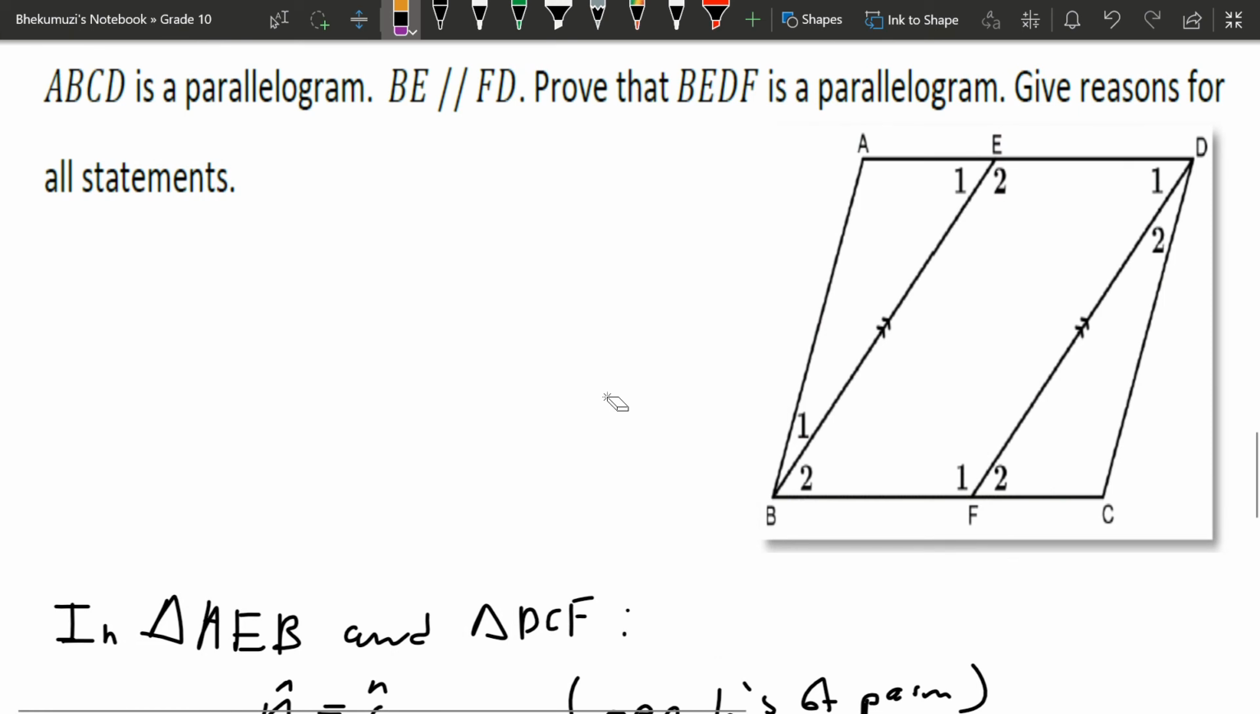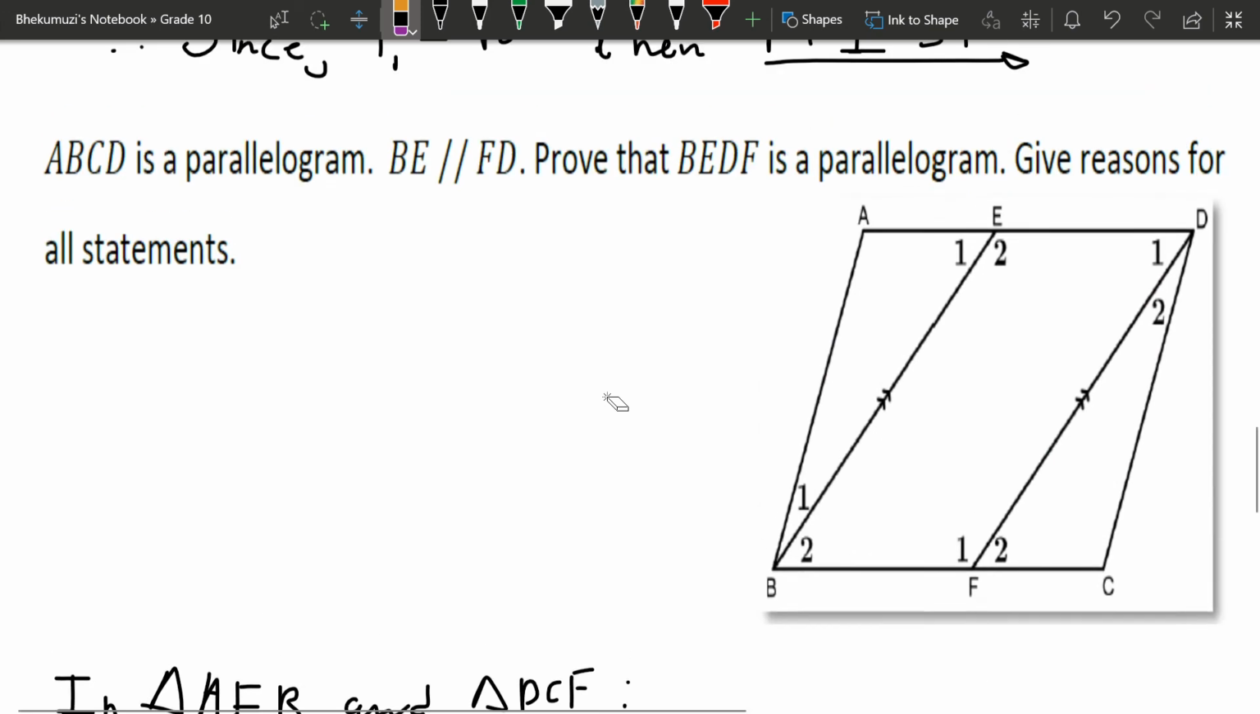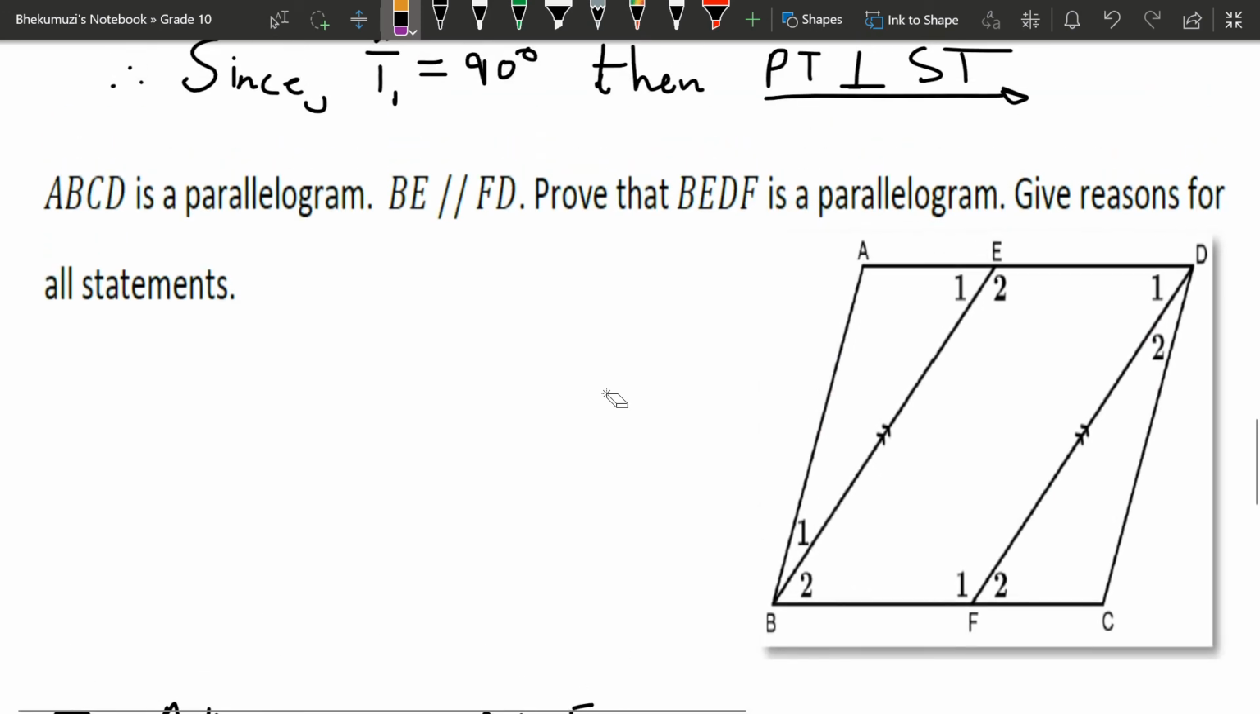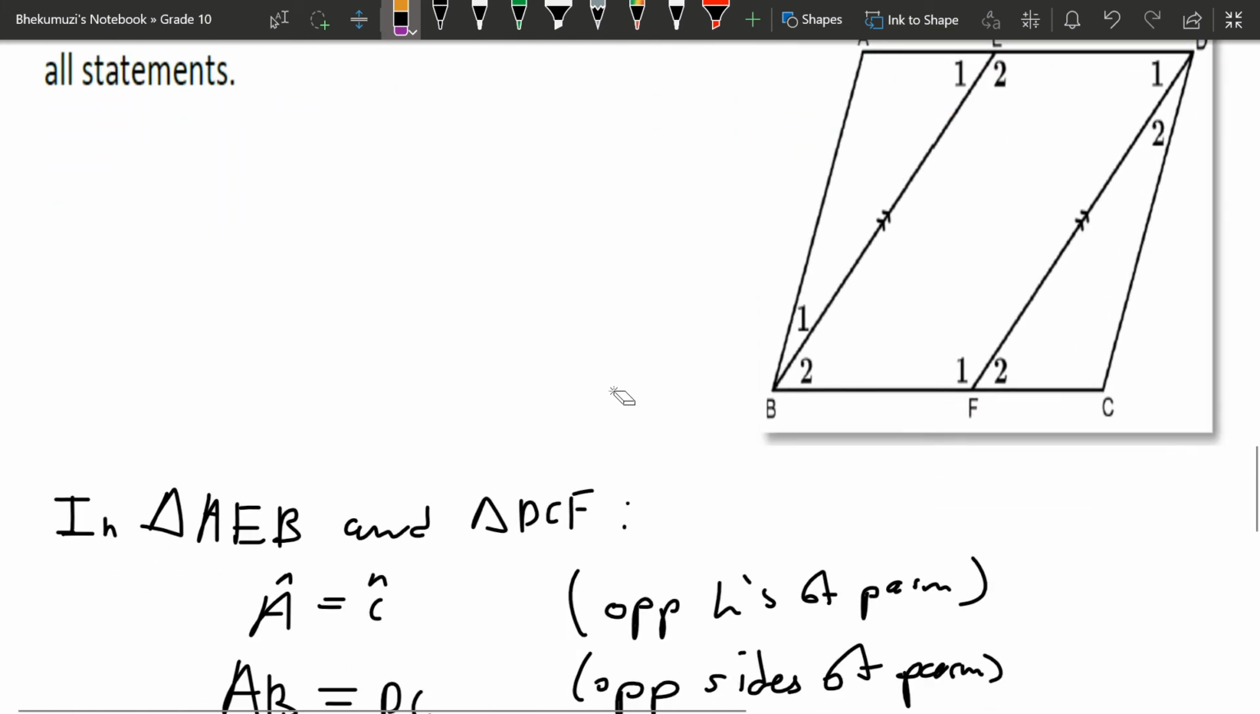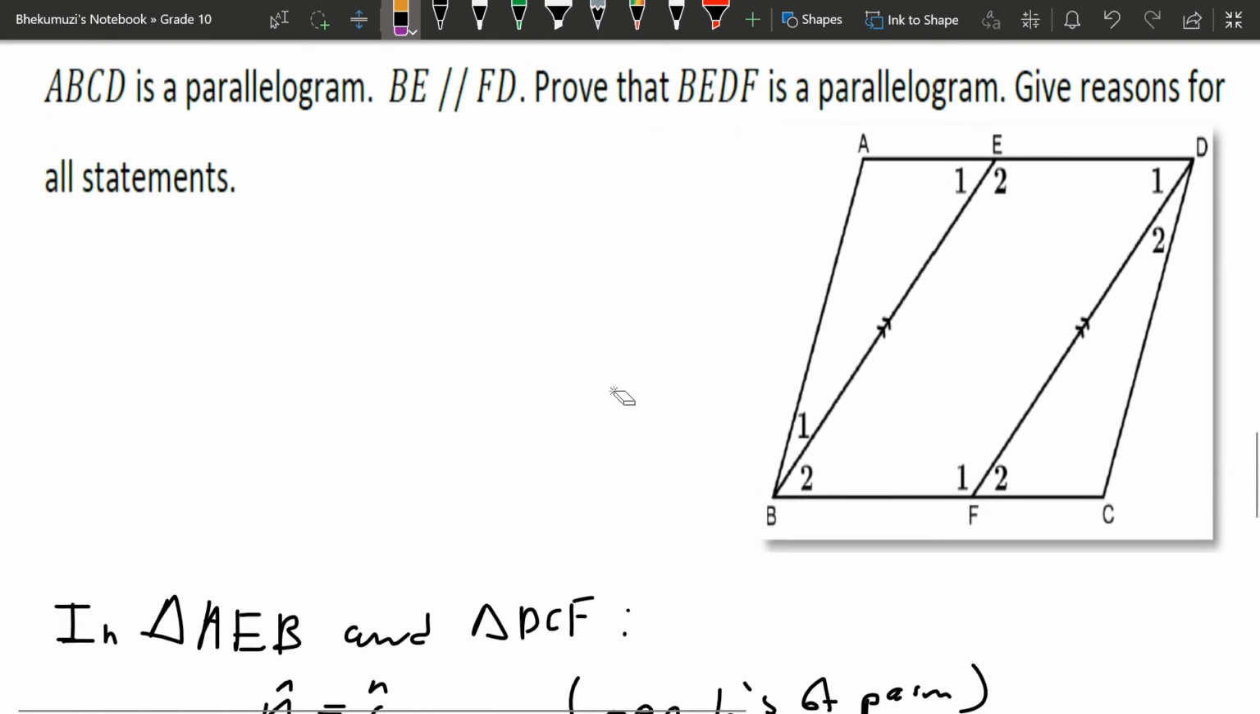So we have ABCD, which is a parallelogram. They say DE is perpendicular to FD. Then they say prove that BEDF is a parallelogram. Give reasons for all your statements. Okay, so now as you can see, the diagram looks a bit complicated in terms of how you can prove that BEDF is a parallelogram.